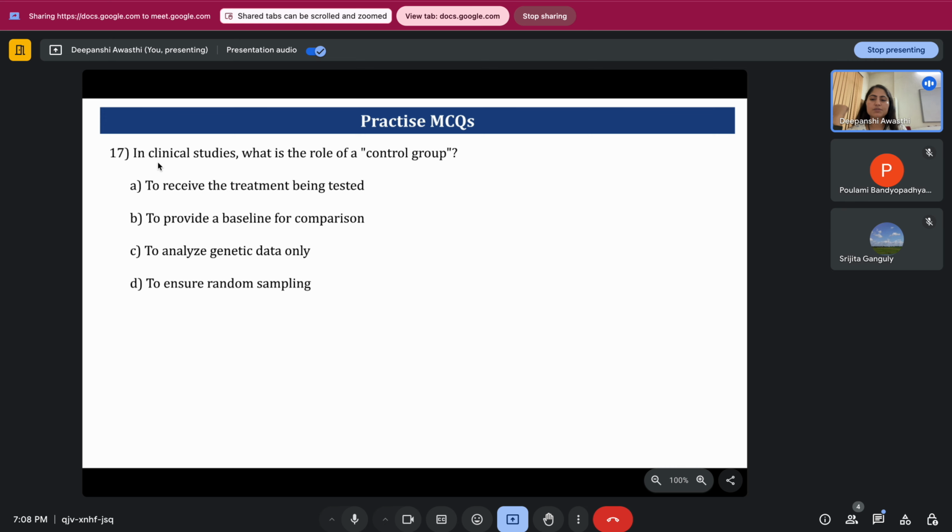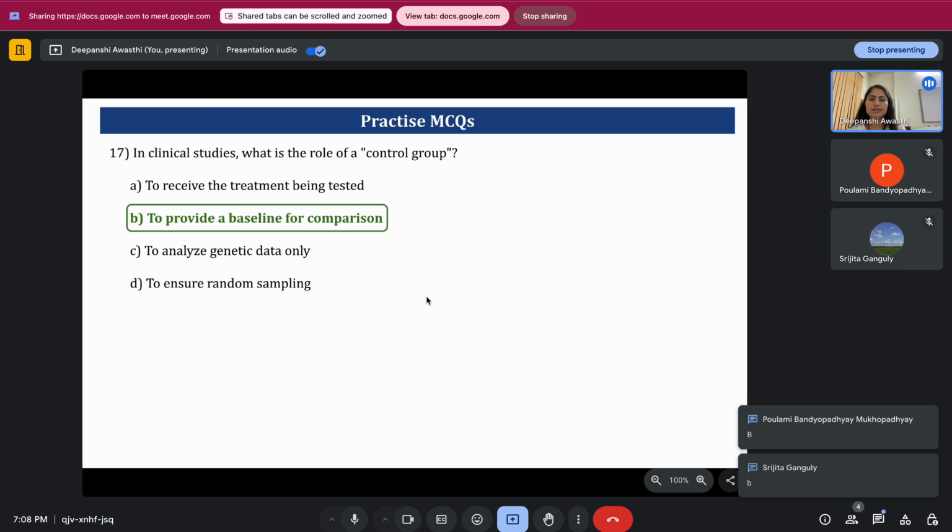Okay, now let's see question number 17. In clinical studies, what is the role of control group? Option A, to receive the treatment being tested. Option B, to provide a baseline for comparison. Option C, to analyze genetic data only. Or option D, to ensure random sampling. So what do you think, for which purpose control group is used? Okay, yeah. So the right answer is option B, which means to provide a baseline for comparison.